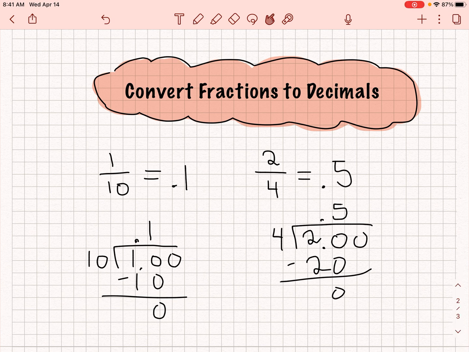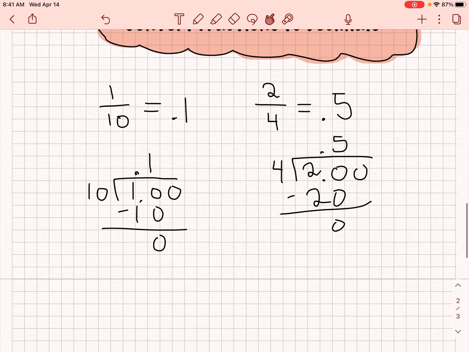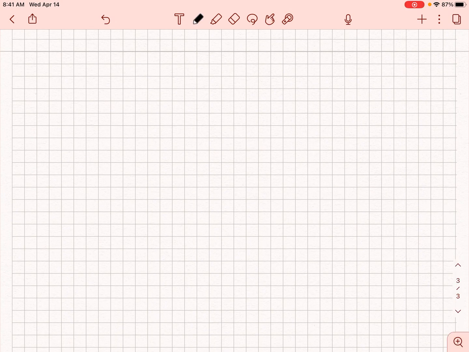We can try one more example. Let's say I have $1. Well, let's see here. What would half of $1 be? Let's find out. Well, that would be 1 divided by 2.